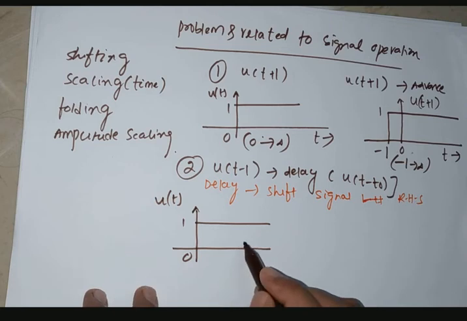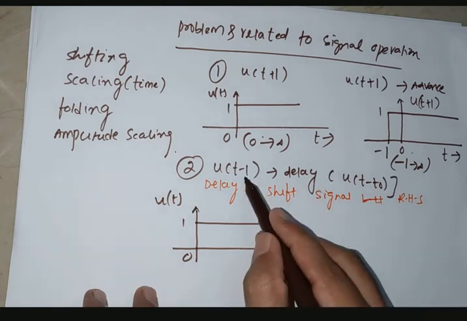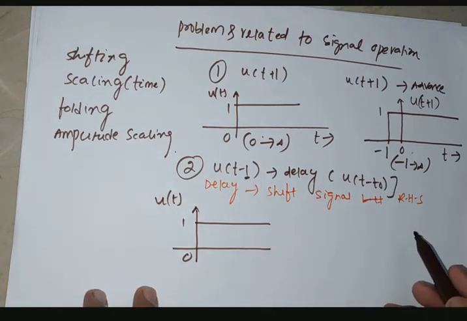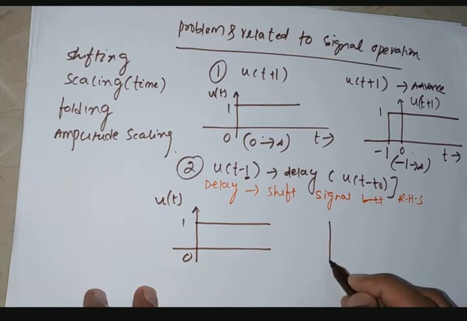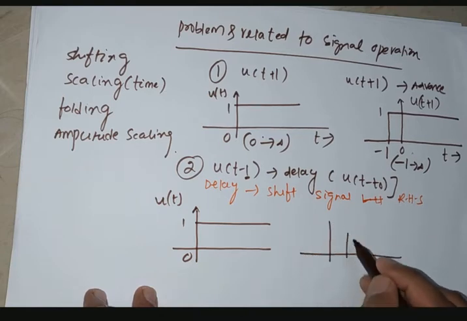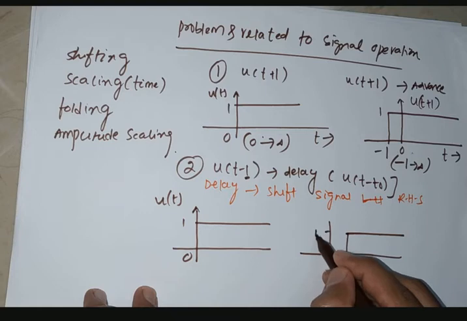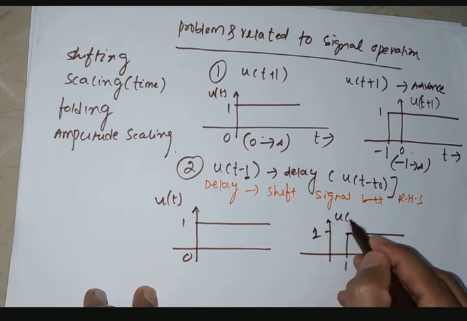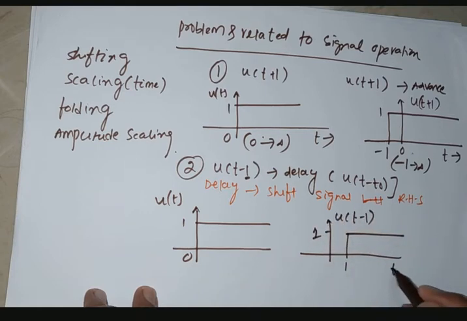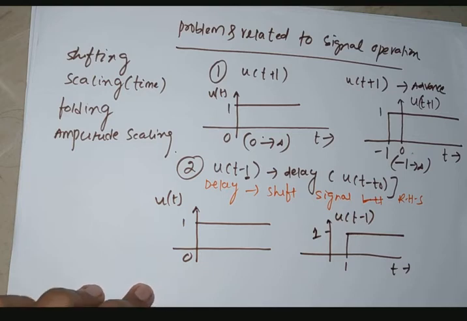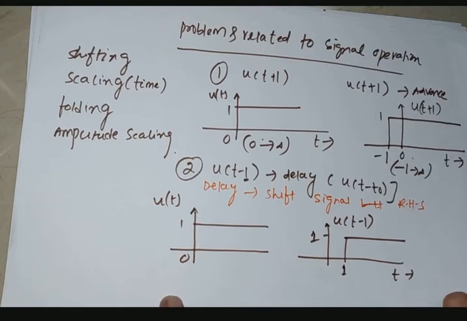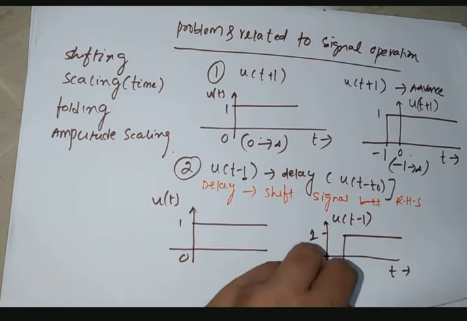The same, this is your u of t. Now shift the signal right hand side. How many units? 1 unit, because I want to find u of t minus 1. So what will we get? We will get this type of signal, u of t minus 1. Okay, simple. The signal will shift right hand side by 1 unit. Clear?